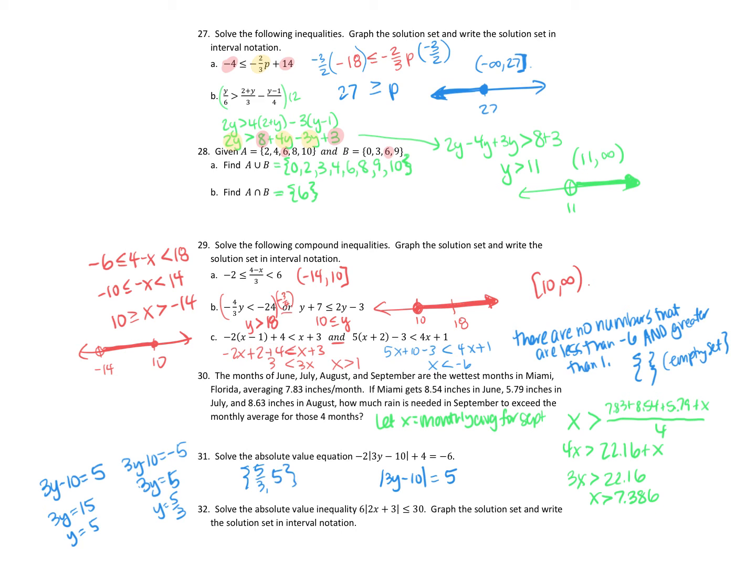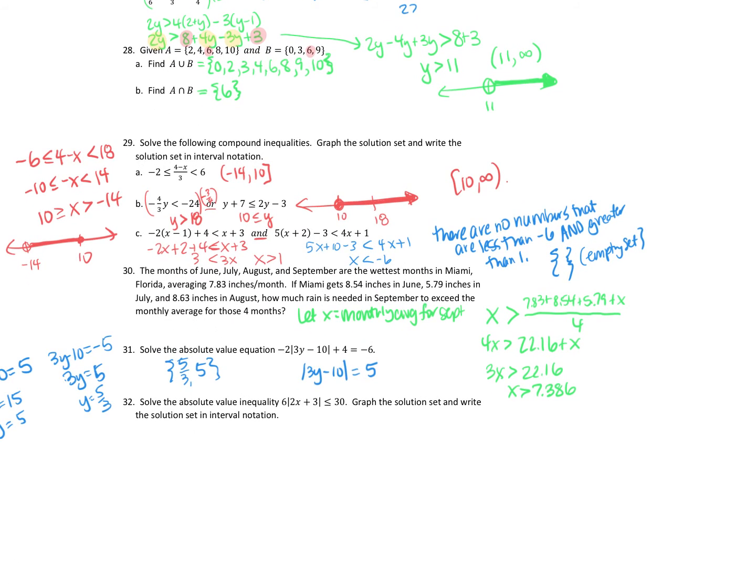Okay, solve this one, graph the solution set and write the solution in interval notation. So let me scoot this over here. I have 2x plus 3 is less than or equal to 30 divided by 6, which is 5. So if I solve this, I want to find the values where that thing is less than or equal to 5. So that means it's sandwiched between 5 and -5. Now I can subtract 3 from everything, and then I can divide by 2.